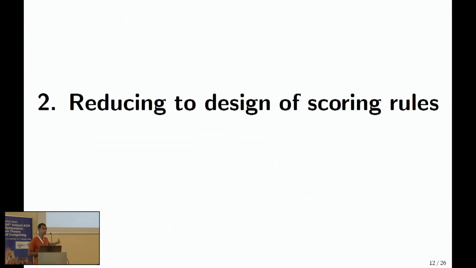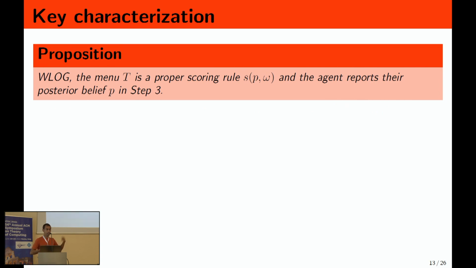Okay, so what I have to say here is I'm hoping it will feel very obvious, even if you're not that familiar with scoring rules before today. But we thought it's cool. So we make an observation that without loss of generality, you can view this menu of contracts as a proper scoring rule. And you can view the agent's selection of a contract to sign as reporting their belief about what's going to happen, their posterior belief.